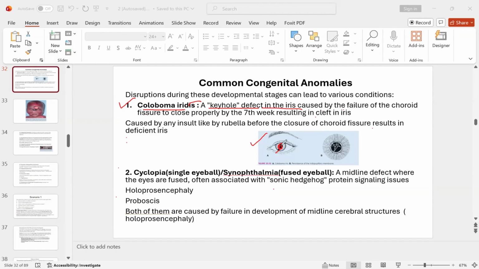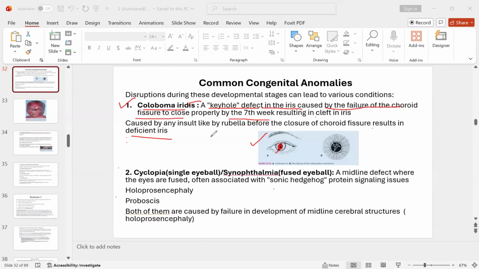This cleft in the iris is caused by the failure of the choroid fissure to close by the seventh week of gestation. So if the choroid fissure is not closed by the seventh week of gestation, this will result in a cleft in the iris or a deficient iris.